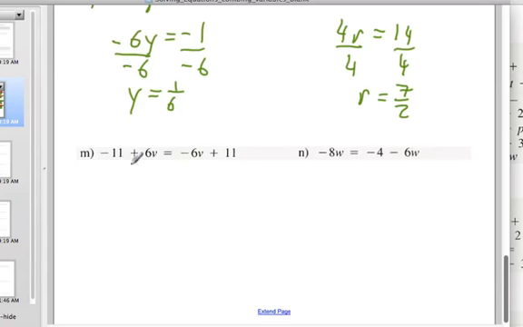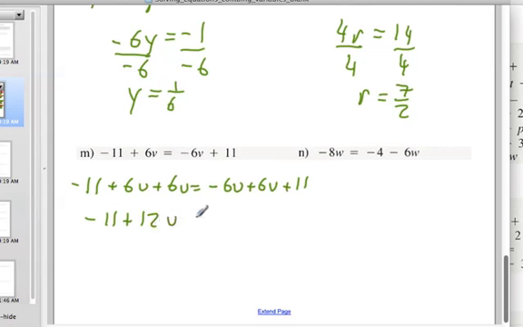Now for the next one, first thing I'm going to do is add 6v to both sides, so negative 11 plus 6v plus 6v is equal to negative 6v plus 6v plus 11. The left-hand side simplifies to be negative 11 plus 12v is equal to 0 plus 11 is 11, because negative 6v plus 6v is 0. So we'll add 11 to both sides of the equation.